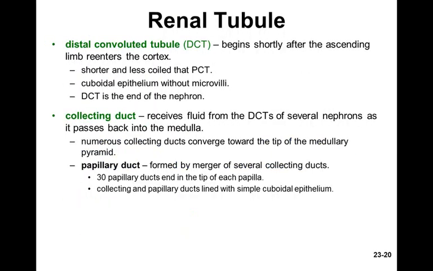And then you get to the DCT, which begins right after the ascending limb. It is a lot shorter and less coiled than the PCT, and this marks the end of the nephron. There are no microvilli in the DCT. And then we get the collecting duct, and of course I told you it receives fluid from several DCTs of the nephrons, and it passes it back to the medulla. They actually converge and form the papillary duct, and of course this is eventually going to lead it into the ureter.